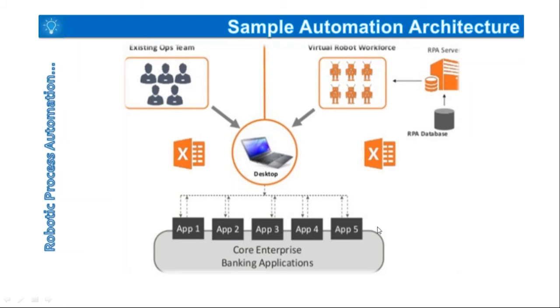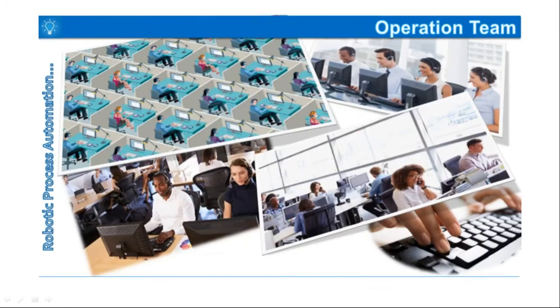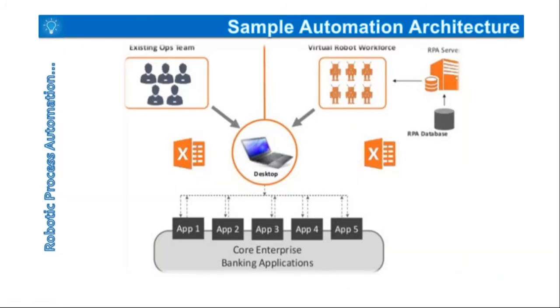Okay, this is called the existing process. After automating this one, if you look here, this is my virtual robot workforce. That means I have a virtual robot environment where robots can interact directly with the desktop and with different types of applications. And finally, they are going to save the data into our RPA database.